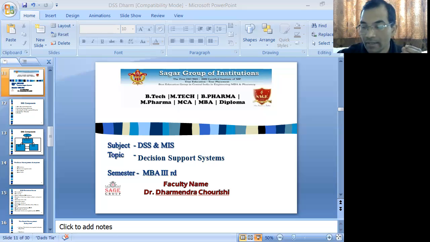Likewise, in organizations, we can make some machines, or we can make some software which can take decisions as per requirement, as per conditions or dynamic environment, or dynamic situations, or in real time also they can act.